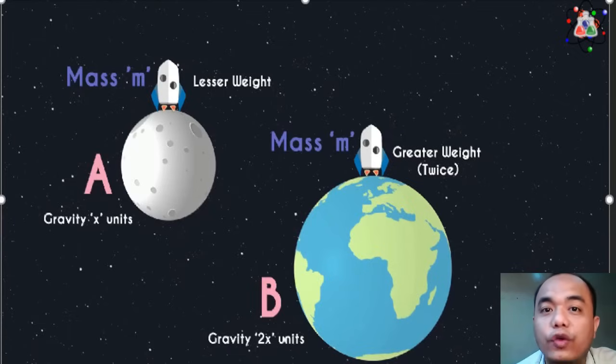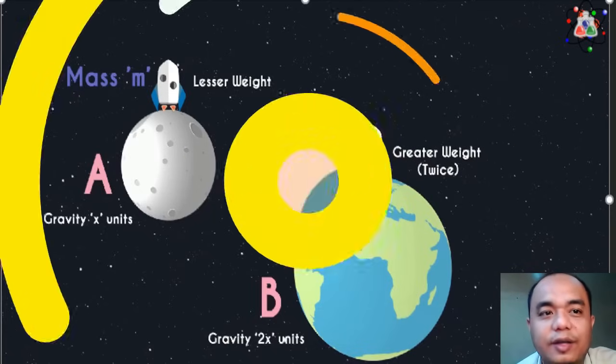Same yung mass pero yung weight ang different or nagkaiba dahil mas malakas ang gravity ng nasa place B, example here sa Earth, kaysa sa Moon na mas mahina yung gravity, kaya yung weight ng object na nasa place A is lesser compared to the weight of the object in the place B. Malinaw na ba, class? Okay, very good.